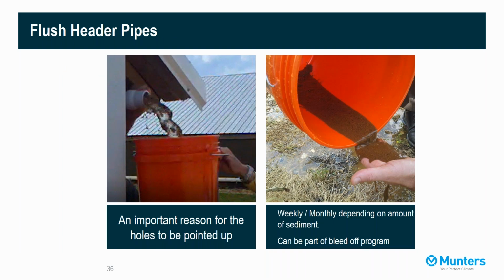So here you can see we want to make sure we flush the header pipe out. And make sure that the holes are pointing upwards, because you can see all the sand that came out of this system. If the holes are pointing down, that would just lead to clogging the pipe up.